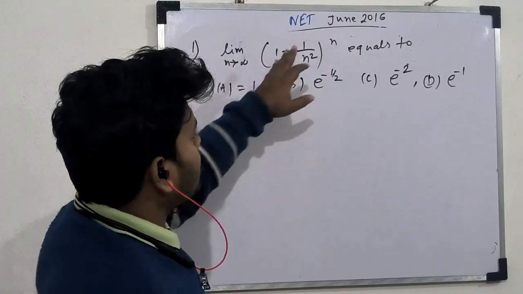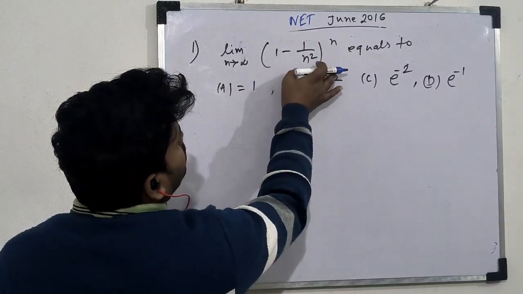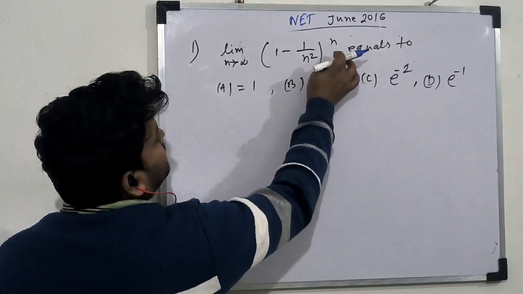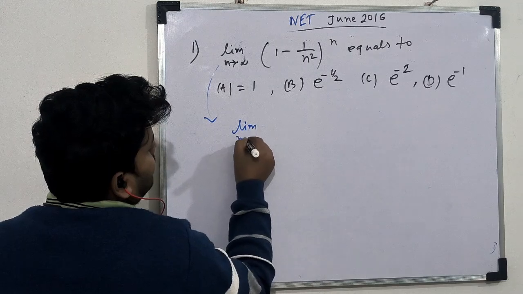So now we solve one question from NET June 2016. It is given that limit n tends to infinity (1 - 1/n²)^n. So we have to find the value of this limit. So from this we can write limit n tends to infinity.